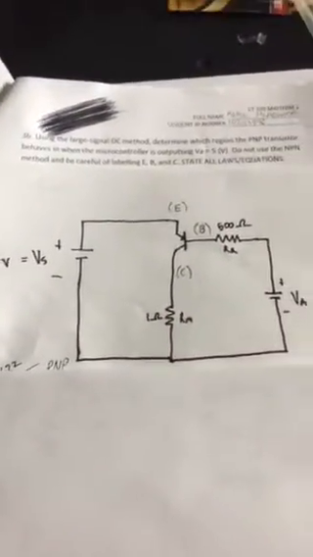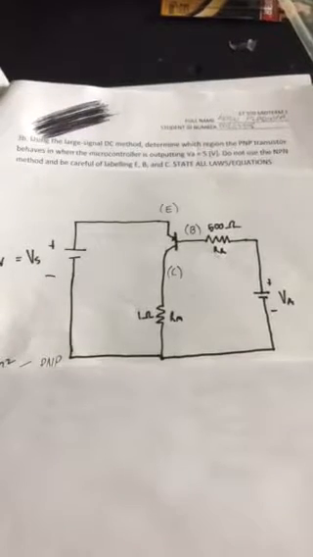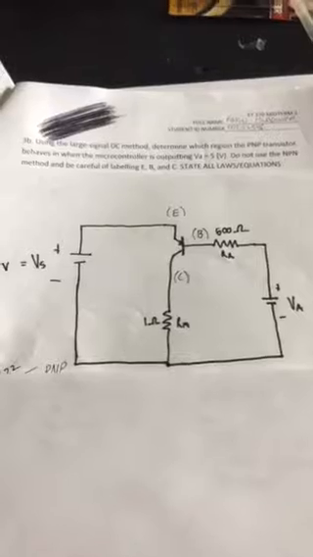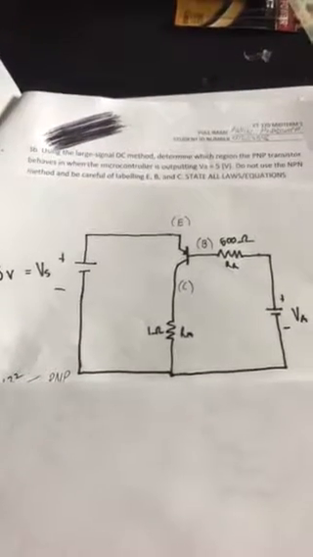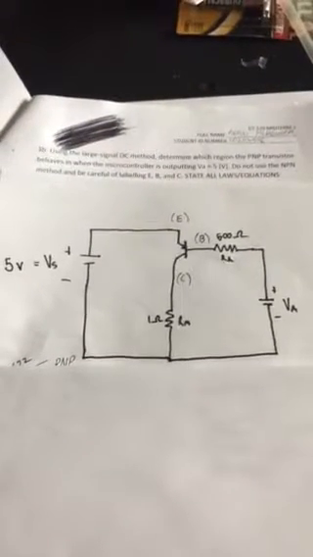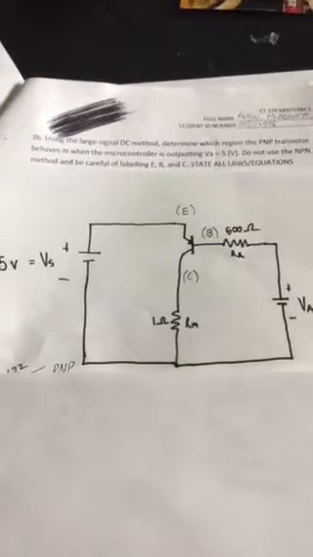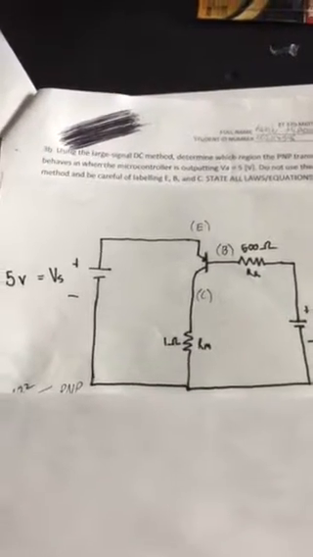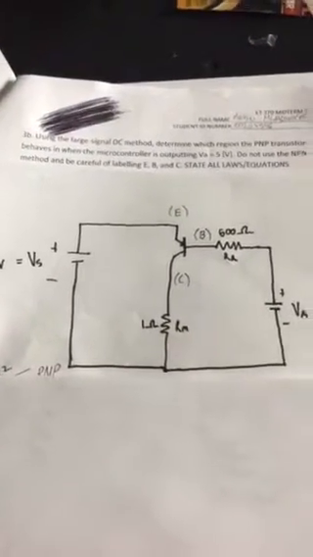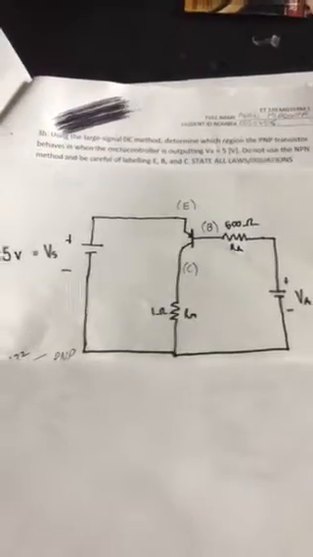Using the large signal DC method, determine which region the PNP transistor behaves in when the microcontroller is outputting VA equals 5 volts. Do not use the NPN method and be careful of labeling E, B, and C. State all laws/equations used.